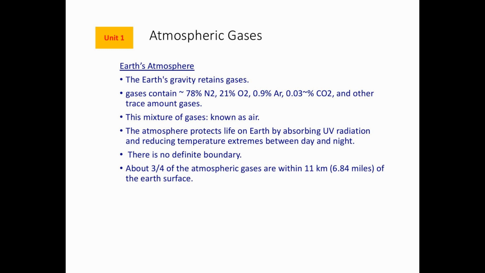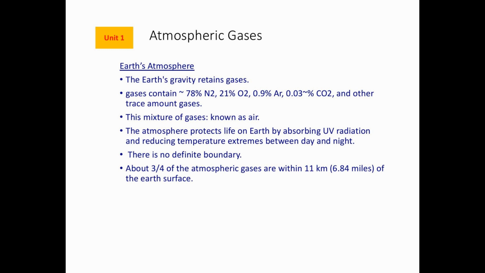The gases surrounding the Earth are retained by gravity. Without the Earth's gravity, it becomes outer space, no air. The gases contain roughly 78% nitrogen, 21% oxygen, 0.9% argon, and about 300 ppm of CO2. The concentration of CO2 has gradually changed over the last few decades. Now it's about 400 ppm. That's a concern for us, and something we should know as well. Also, it contains other trace amounts of gases.